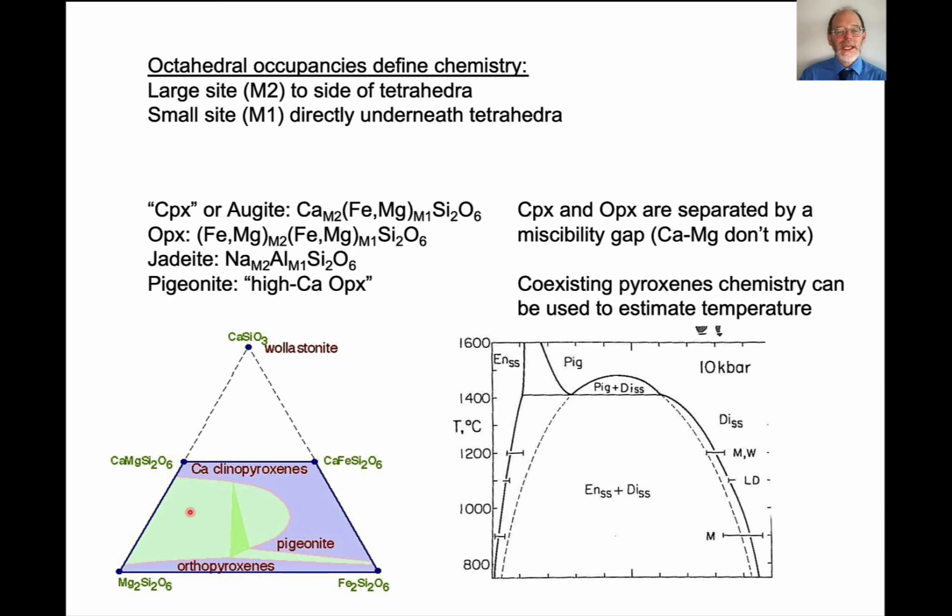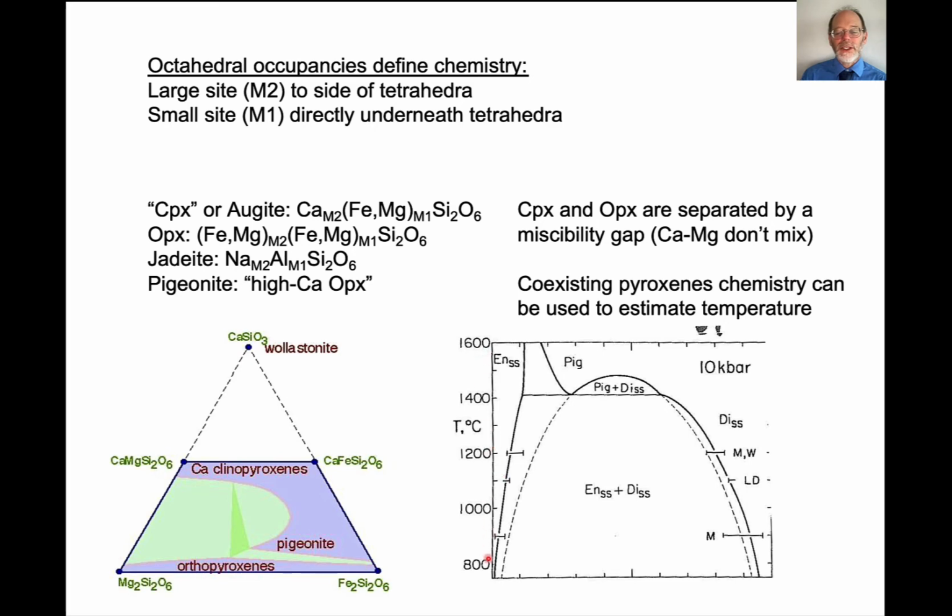A miscibility gap means that if you had a composition in here, so you took just the right elements and mixed them together to give you this composition and heated it up, what would happen is you'd actually separate out two different pyroxenes. You'd have a calcic clinopyroxene up here and an iron magnesium pyroxene down here. You would not have a mixed pyroxene composition. That kind of behavior, called a solvus or miscibility gap, is shown in this diagram here.